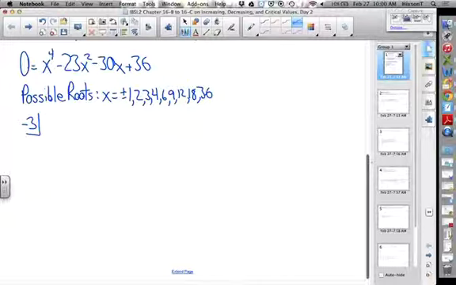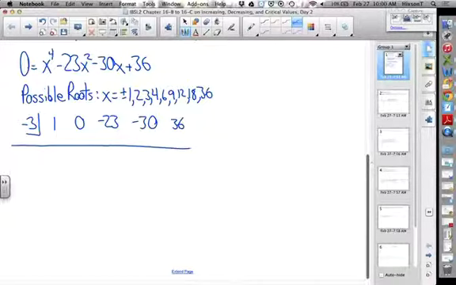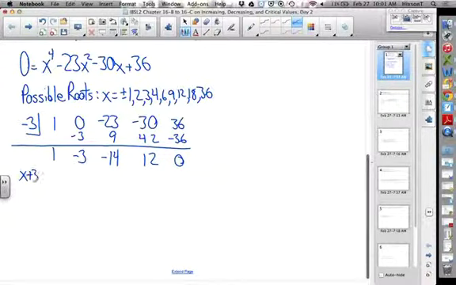Well, hey, let's look at this one and get this one knocked out here. So we have 1x to the 4th, no x cubed, a -23, -30, and 36. Even though I know it works, I need to work it out so I know what it factors down to. So 1 times -3 is -3, -3 times -3 is +9, that's a -14, that's a +42, when I add down I get 12, times -3 is a -36, and I get 0. So that means this factors into x plus 3 times x cubed minus 3x squared minus 14x plus 12.